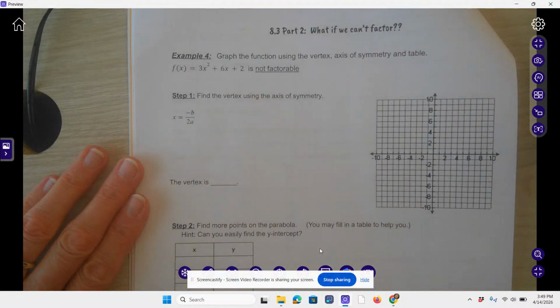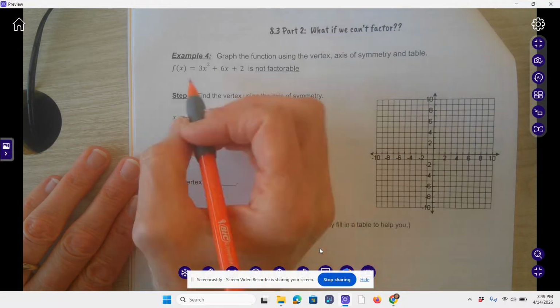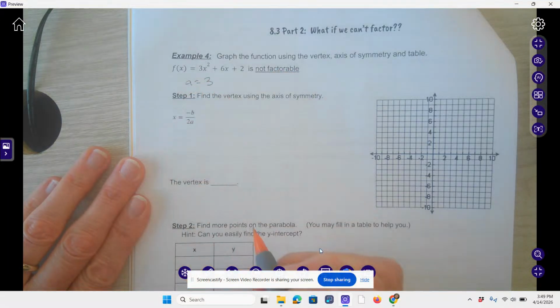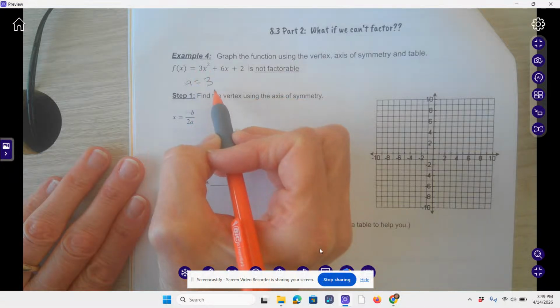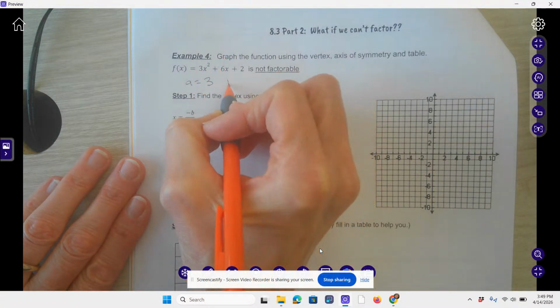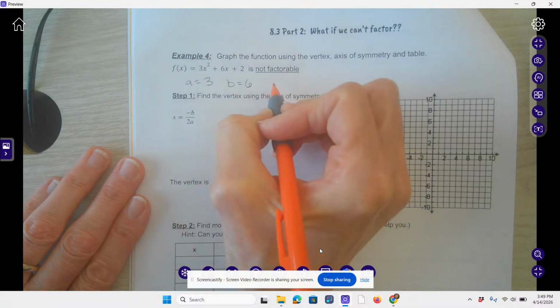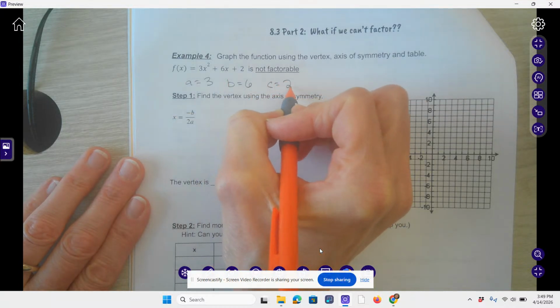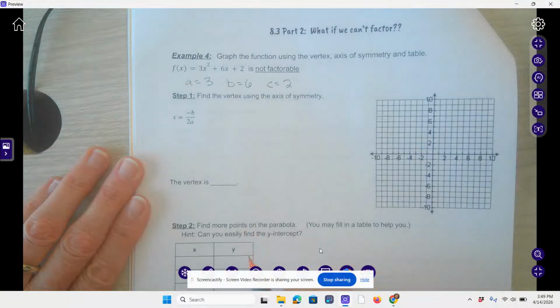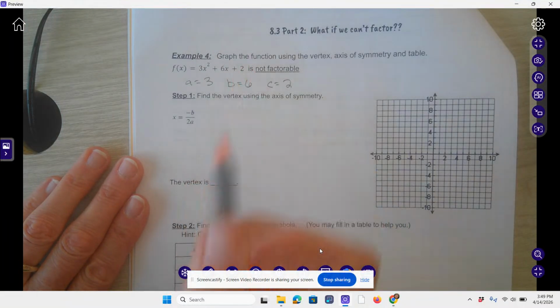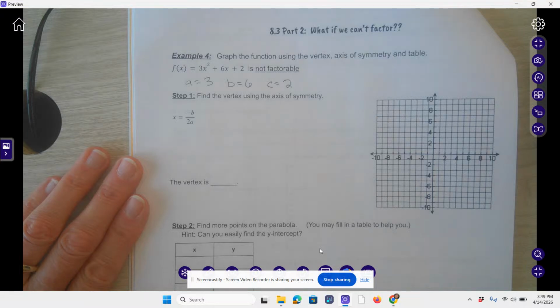So, start like you normally would, and always, our first step is to find our a, b, and c. So a is the coefficient of the x squared, so that is 3. B is the coefficient of the x, that is 6. And c is what I like to call that plain old number hanging off the end. It doesn't have an x multiplied by it at all.